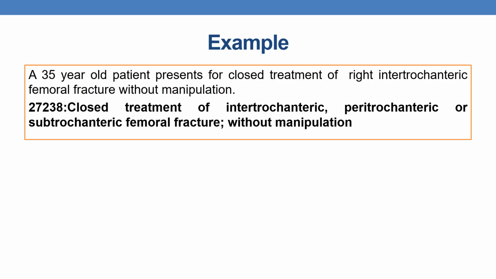Now let us see an example. A 35-year-old patient presents for closed treatment of right intertrochanteric femoral fracture without manipulation. So the CPT is 27238, which deals with closed treatment of intertrochanteric, peritrochanteric or subtrochanteric fracture. Here it is intertrochanteric femoral fracture without manipulation.